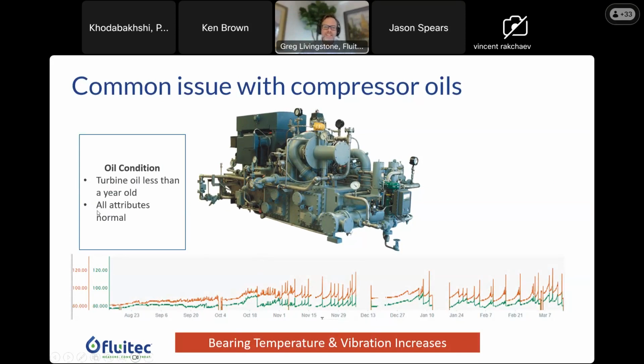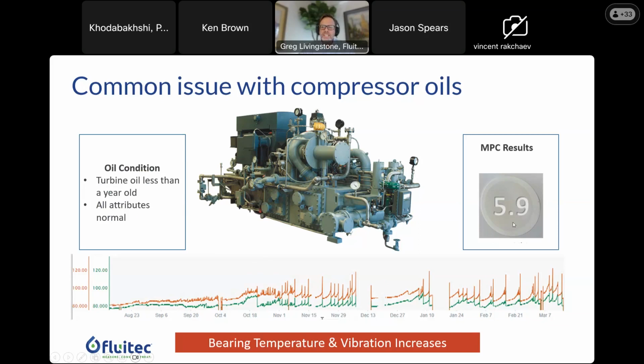There were no signs that it had undergone significant degradation. The MPC in this case was 5, so the MPC was low, yet the signature is suggesting that there could be some type of varnish in the bearings. So this is a great example of shear stress.